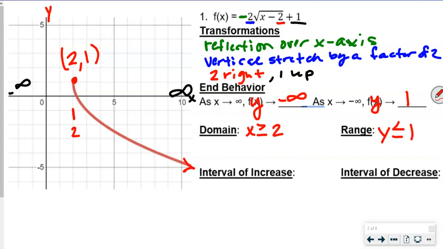Now our interval of increase. Question. If I jump on this graph at the left, what's happening to it? Is it going up or down? It's going down. Those are our y values, right? So it has no interval of increase, but it does have an interval of decrease, and that interval of decrease is going to be where our graph started for our x values, and then it's going to be a ray going to the right, right? Where's it headed? Towards infinity. So our interval of decrease is going to be from 2 to infinity.